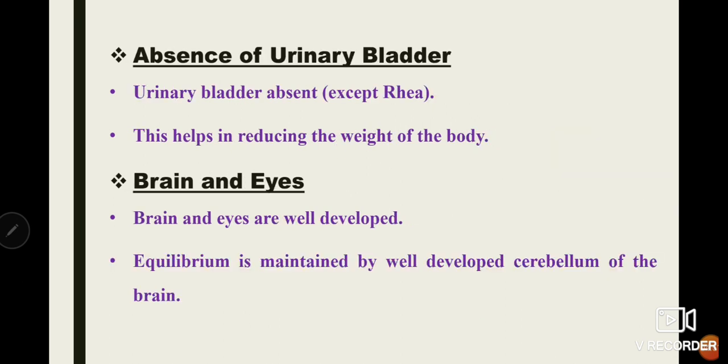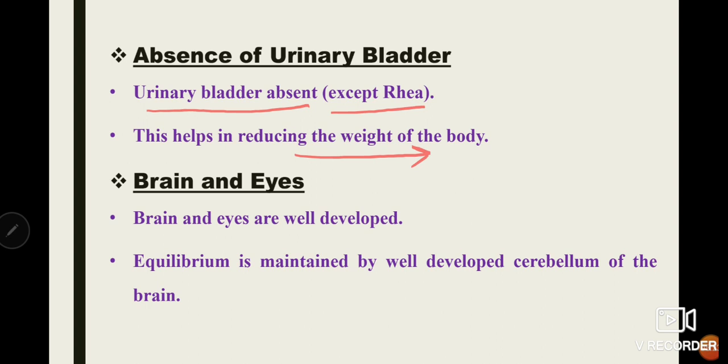We have discussed the absence of a urinary bladder. I have told you that birds don't have any urinary bladder, except one bird, that is known as the rhea. Only the rhea has a urinary bladder. The rest of the birds do not have any urinary bladder, and excreta are passed out at once, that means only one time. This helps in reducing the weight of their body, meaning they are not storing any excretory material inside the body, and that actually helps in reducing the weight of their body.